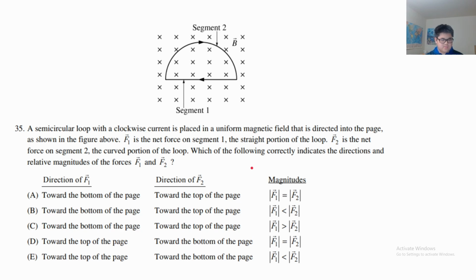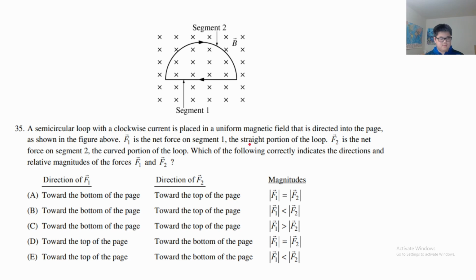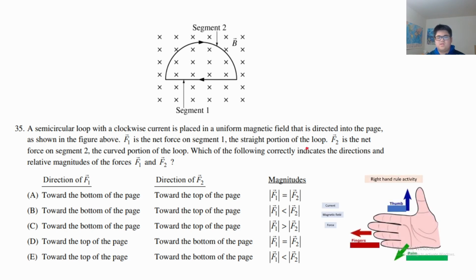Question 35, I'll give you 20 seconds to think and I'll go over the answer. Alright, so what is the answer? Well, again, you use the right-handed rule for magnetic force. Remember that your thumb points in the direction of the current, your fingers point in the direction of the magnetic field, and your palm would point in the direction of the force.